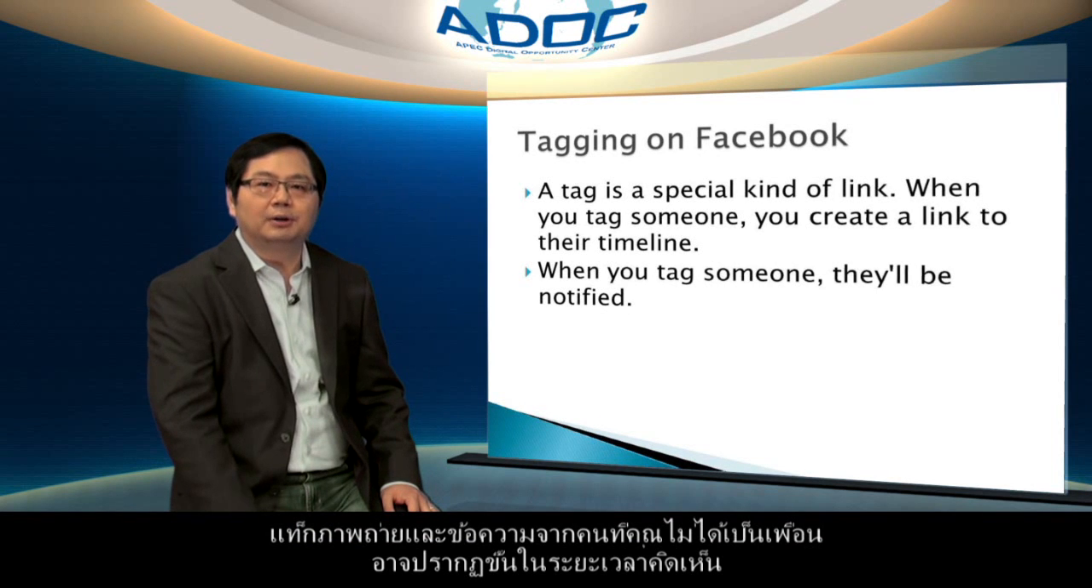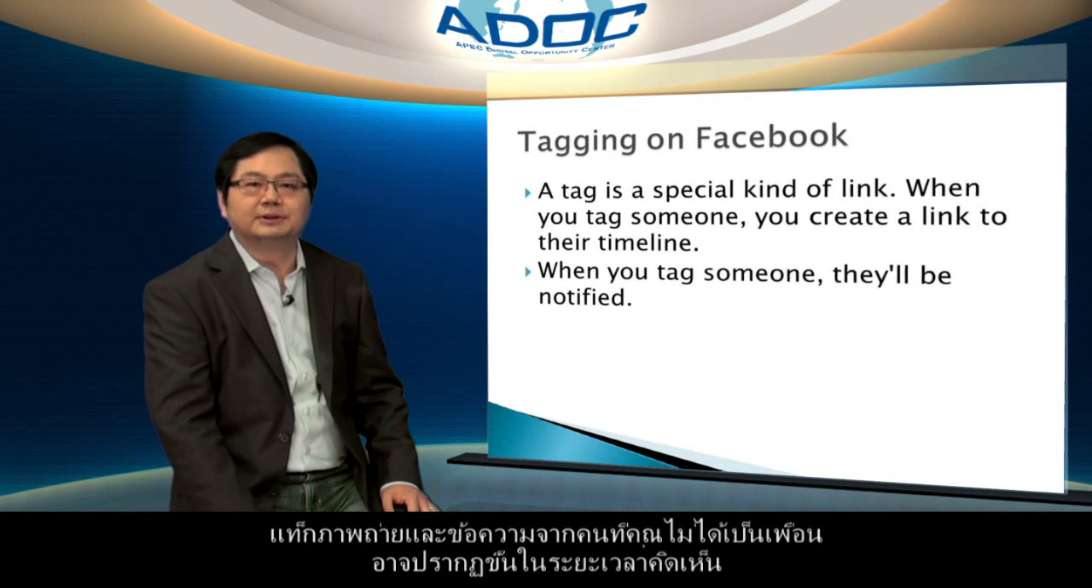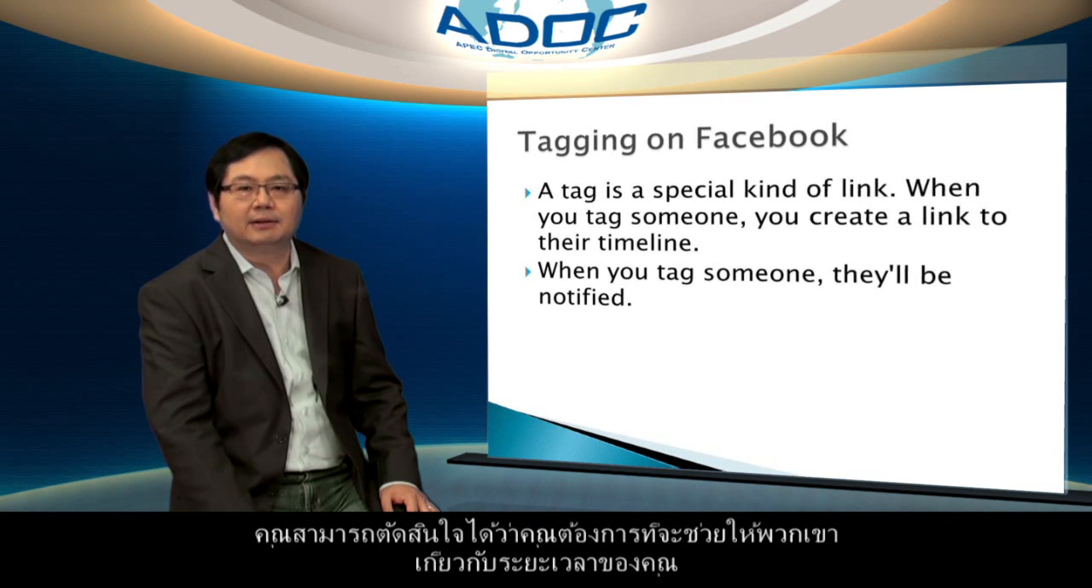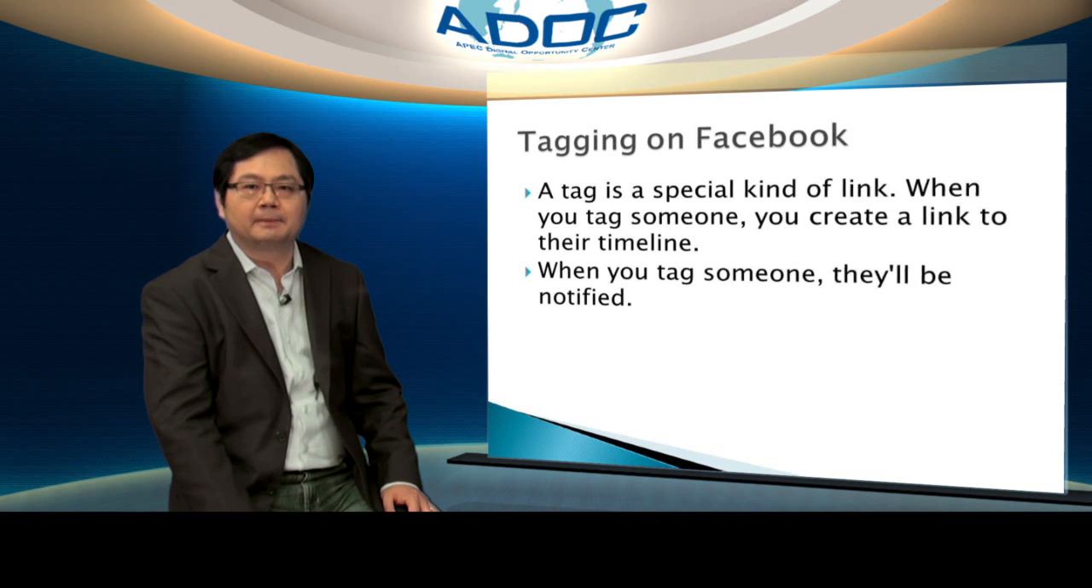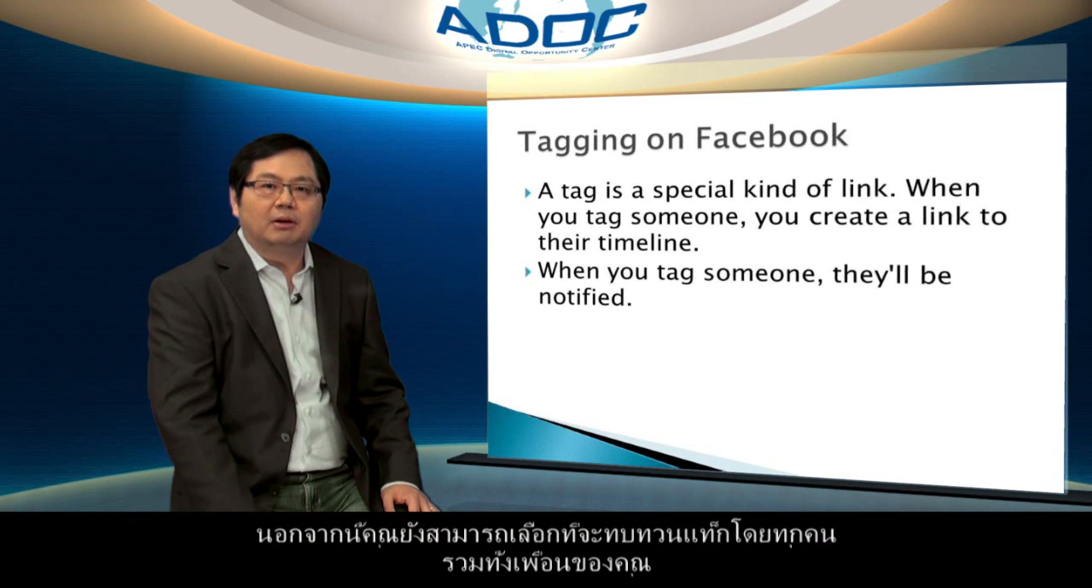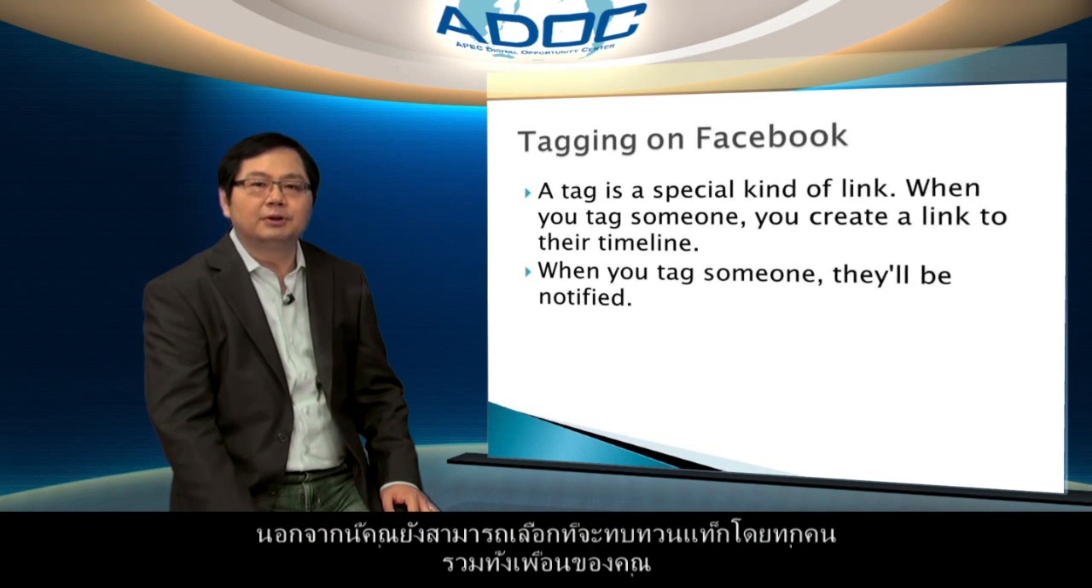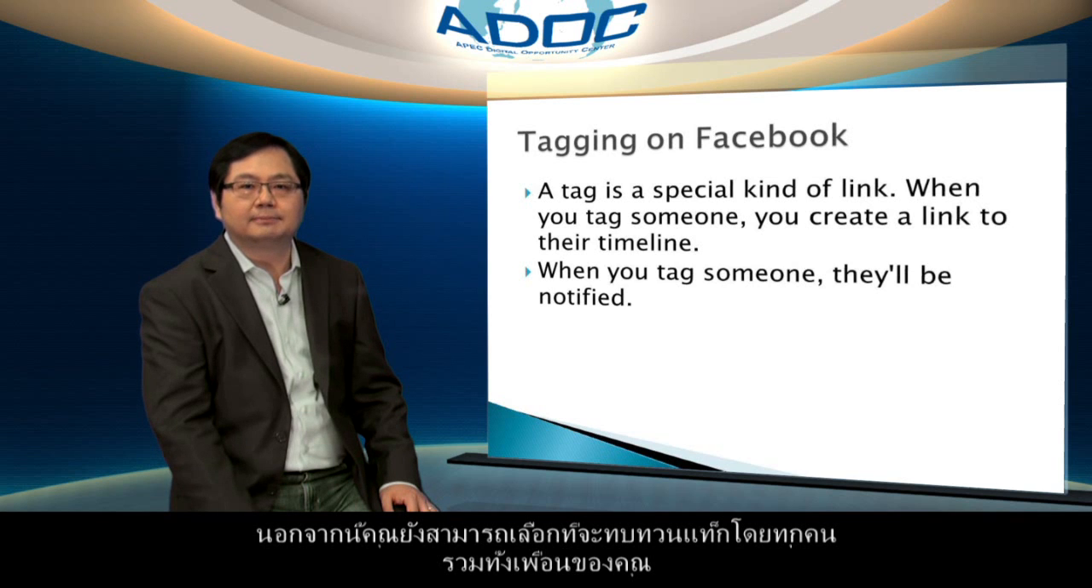Tags in photos and posts from people you aren't friends with may appear in timeline review, where you can decide if you want to allow them on your timeline. You can also choose to review tags by anyone, including your friends.